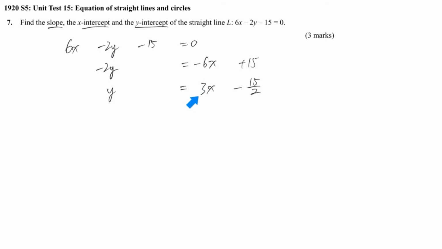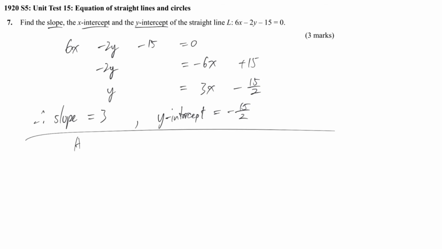This number, the coefficient of x, is the slope. Therefore, the slope is equal to 3. And the y-intercept is equal to -15/2. Beware that the y-intercept is a value. It represents how long that intercept point is from the origin. So it's not a coordinate. You just need to give me this value but not two numbers.